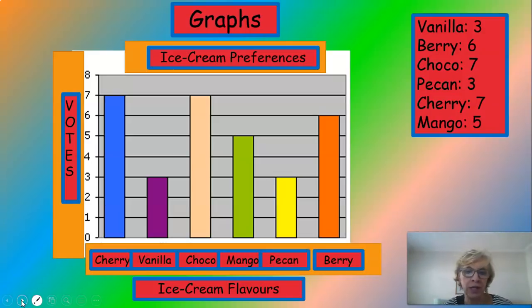Now grade 3s, I don't know how to say which would be my favorite, but I think I would go mango would be my best. Then I would go pecan, and then I would go vanilla. That would be me.